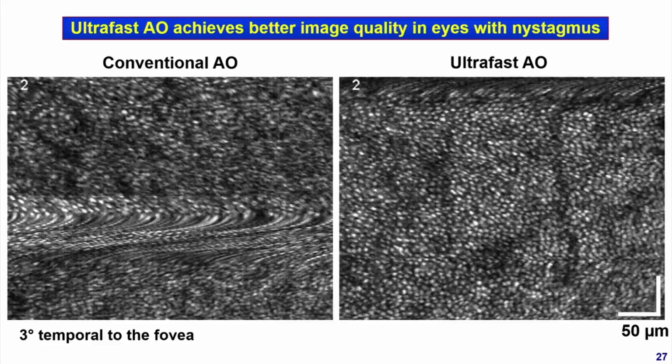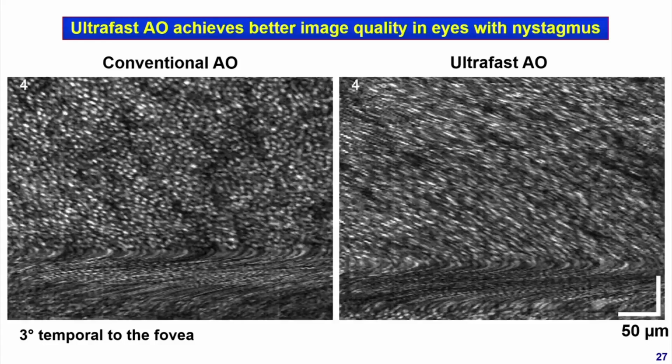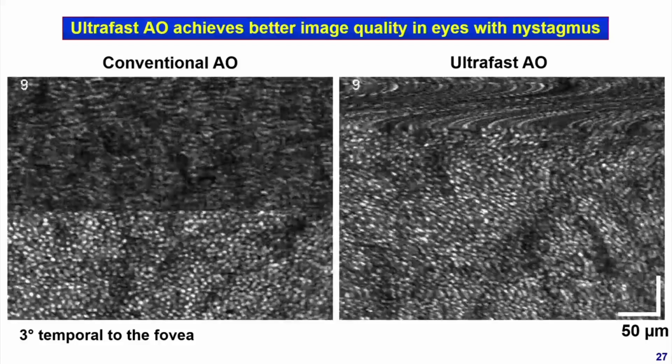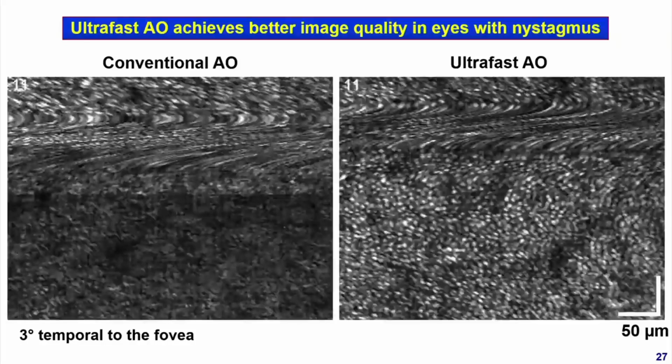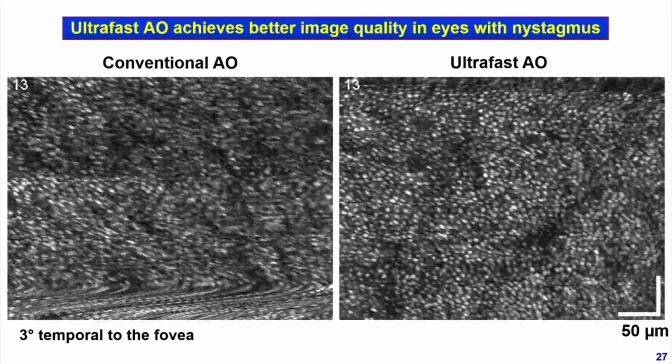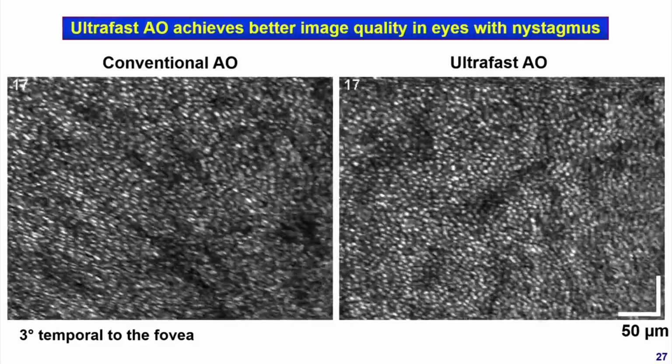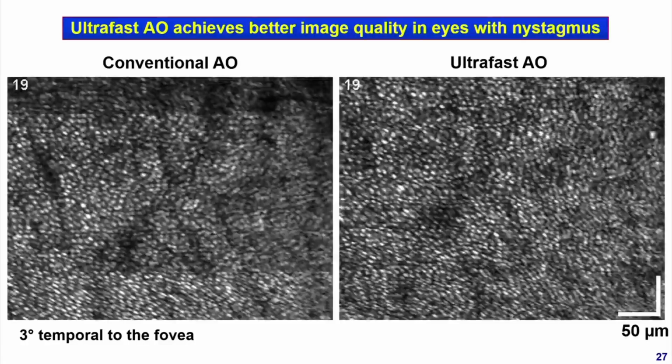Here we show the cone mosaic videos acquired from this eye. In many frames acquired with conventional AO, the image resolution is not sufficient to resolve the cells. By contrast, ultrafast AO consistently achieves good resolution. Both videos have comparable eye motions, such as microsaccades, that are not correctable with AO.